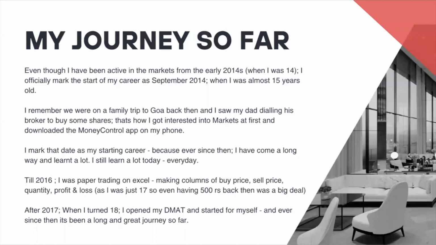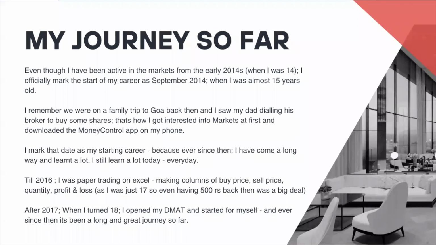And I downloaded the Money Control app on my phone. And yeah, that's where my journey really started. So I mark that date as my starting career because तब से लेके अभी तक तो बहुत कुछ सीख लिया है and अभी भी सीखते हैं, हर दिन कुछ नया सीखते हैं. So yeah, that has been there.